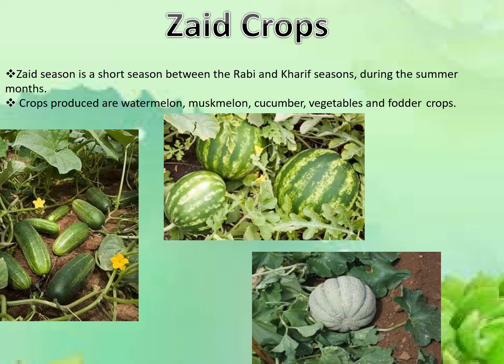And the crops produced are your watermelons, muskmelons. Muskmelon is the sakarteti and all the other kinds of melons. Cucumber, certain specialized vegetables and fodder crops. Now these specialized vegetables are not very special, but just because they are known to grow in this short season, we consider them to be growing.